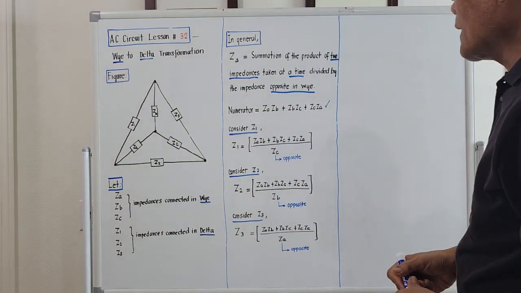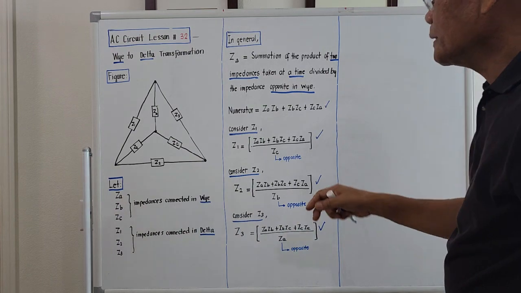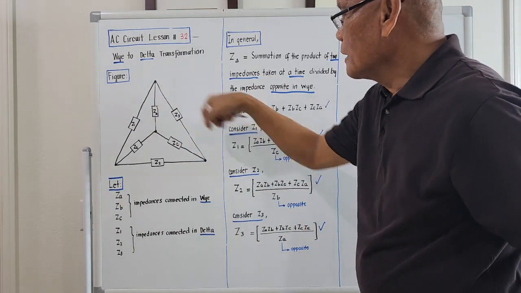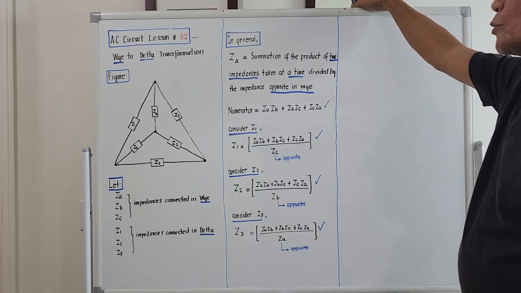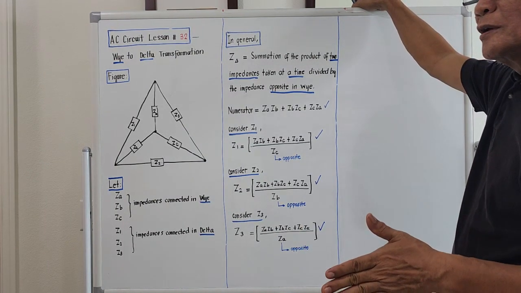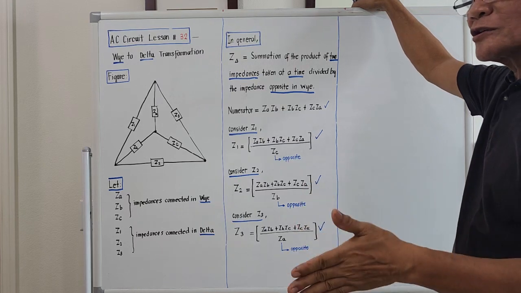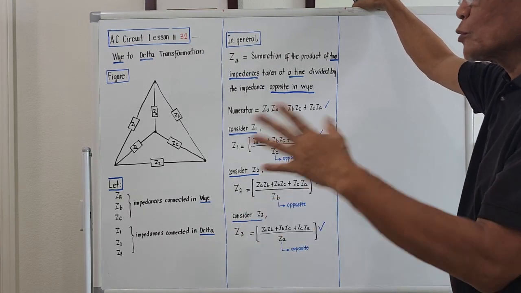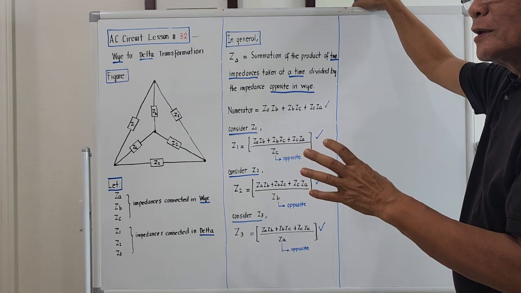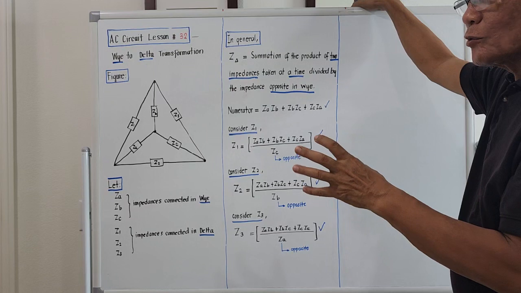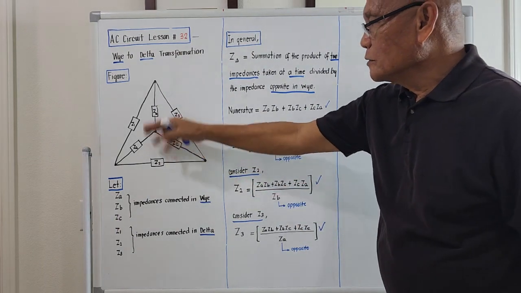That's it. We are given three equations on how to convert a given Y to its equivalent delta. The importance of this Y to delta transformation is that there are problems in which, if we didn't convert from Y to delta, we could not solve the problem. We cannot just use the ordinary series-parallel concepts. After the transformation, the resulting circuit can be solved using the series-parallel concept. So it is a must that we know how to convert from Y to delta.